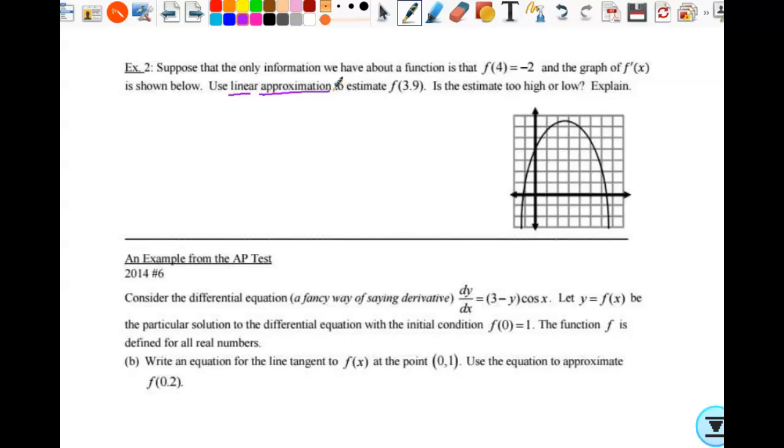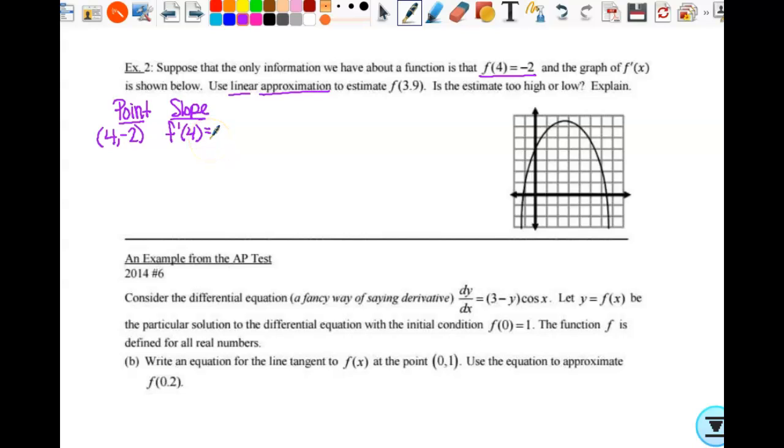In order to write an equation for a tangent line, I need a point and I need a slope. Okay? What is the point that I can use? 4 is my x value. What's my y value? -2. There's my ordered pair. We understand where we got that? We got it from this information right here. So my slope then, I need f prime of 4.